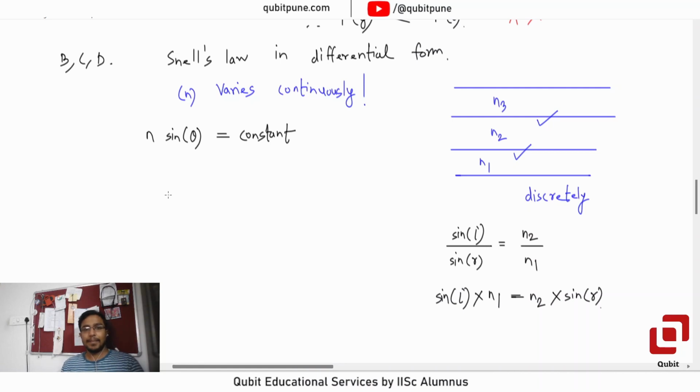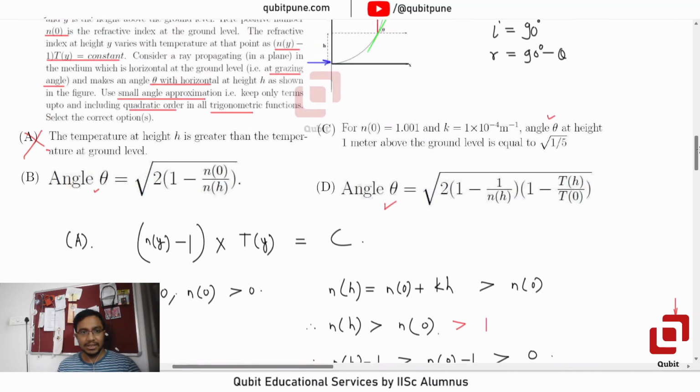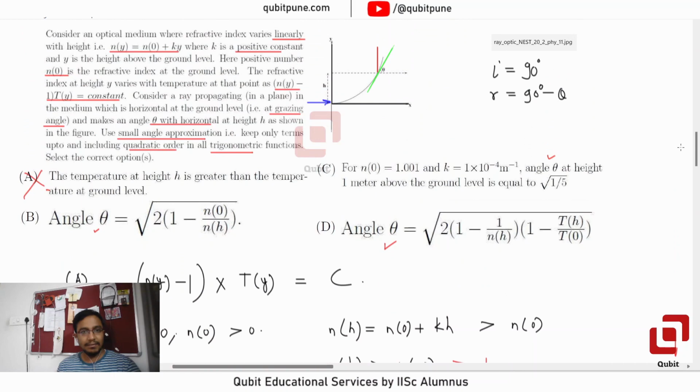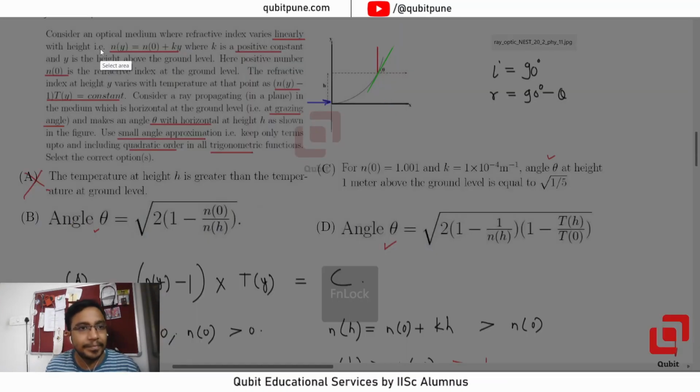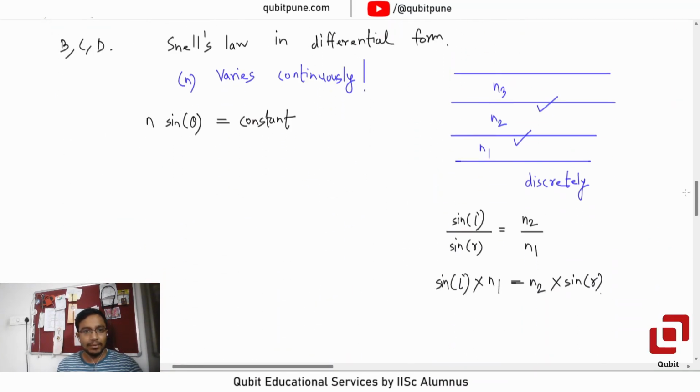Let us now first put the parameter with which n is varying. n is varying with y, right? What is the formula? n(y) is equal to n0 plus ky. Okay, n(y) is equal to n0 plus ky. Let us use it now for n. So (n0 plus ky) sin theta equal to constant.